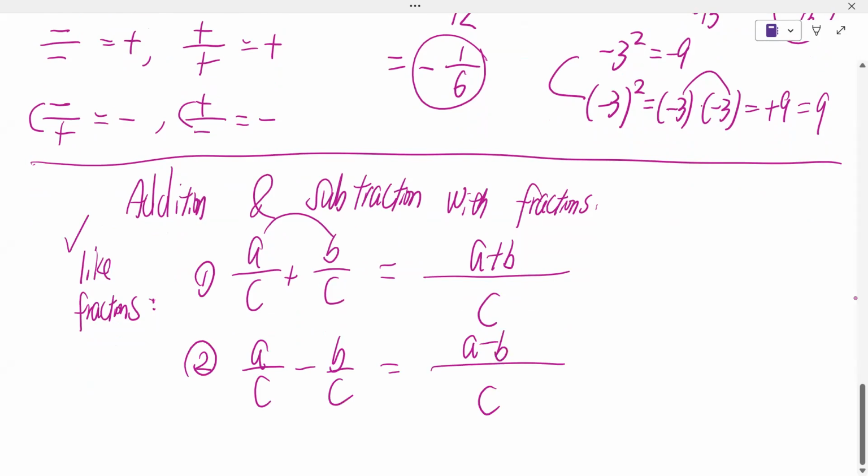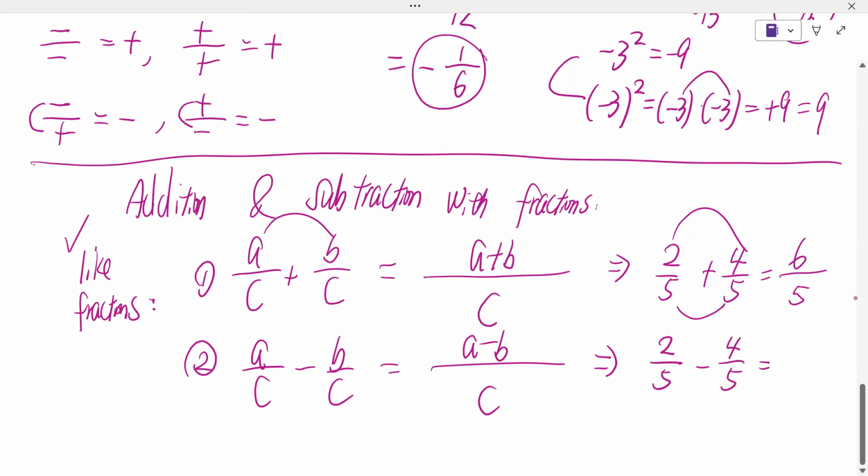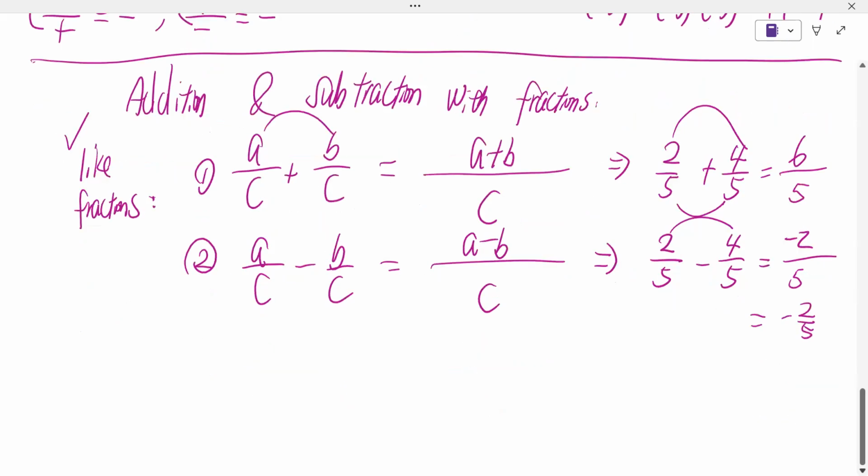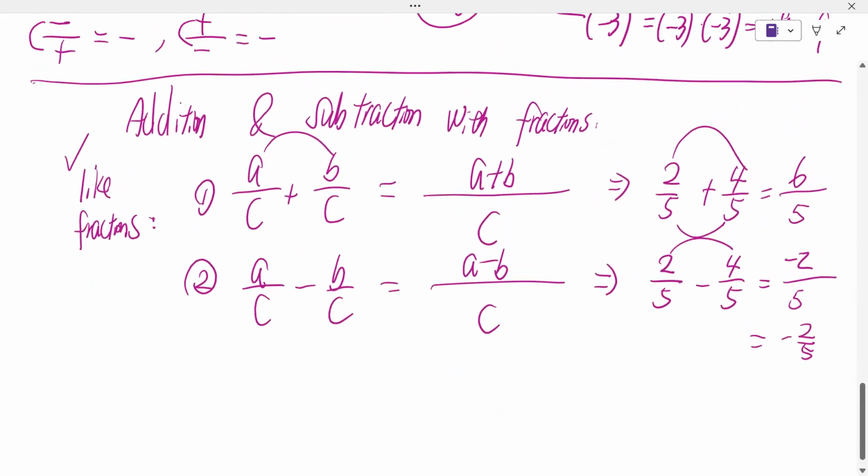And a quick example, let's say you have something like 2 over 5 adding 4 over 5. Same denominator, keep the 5 and add 2 and 4 is 6. For example, let's say you subtract 2 over 5 minus 4 over 5. Keep the denominator 5, 2 minus 4, that's negative 2. And eventually we get negative 2 over 5. That's how we add like fractions.